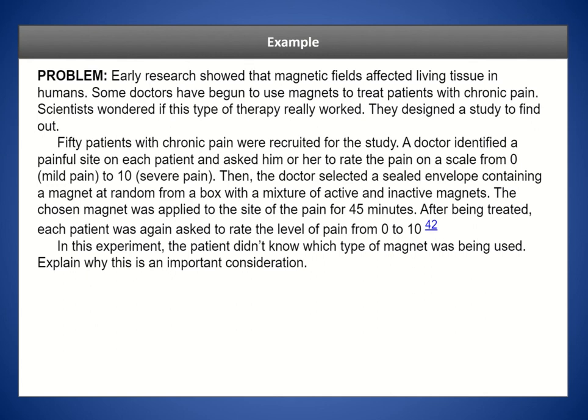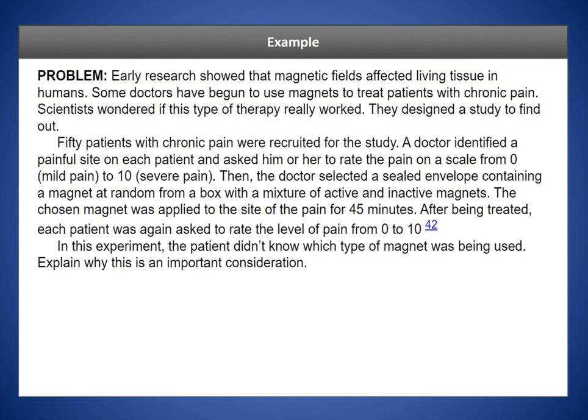The doctor selected a sealed envelope containing a magnet at random from a box with a mixture of active and inactive magnets. The chosen magnet was applied to the site of the pain for 45 minutes. After being treated, each patient was again asked to rate the level from 0 to 10. In this experiment, the patient didn't know which type of magnet was being used. This is important, right? The fact that the patient didn't know which treatment they received, because if they knew whether the magnet was active or inactive, that might influence the result.